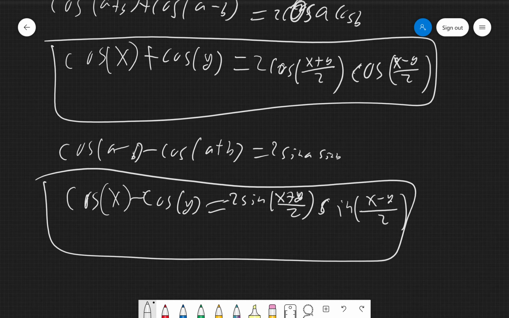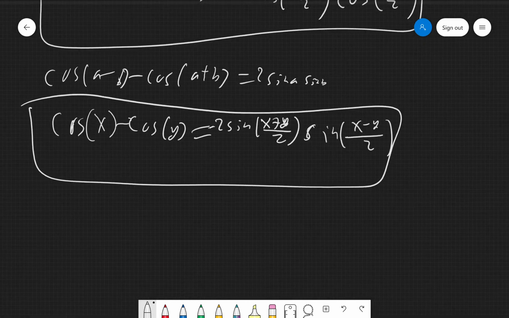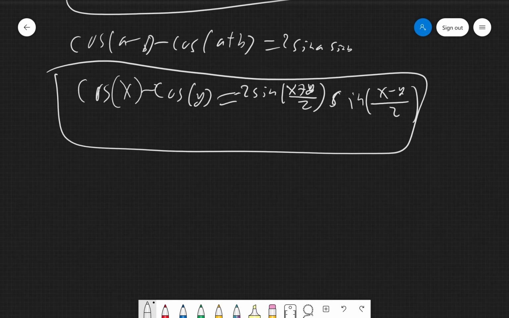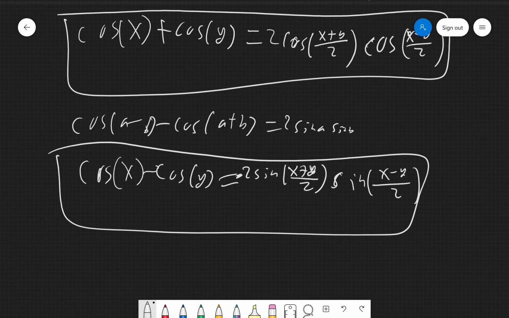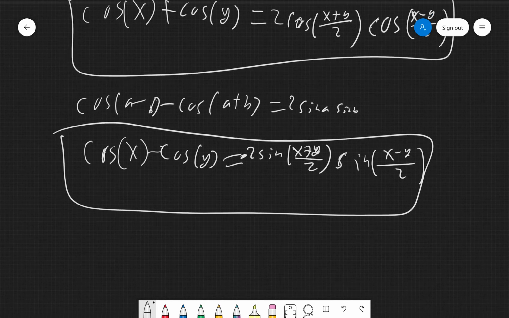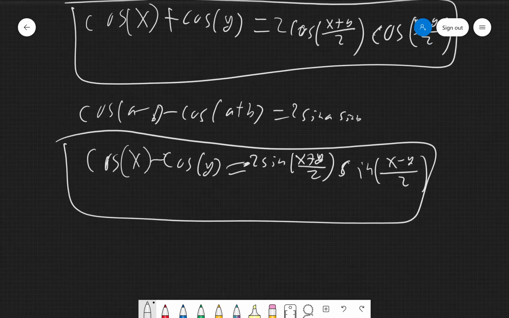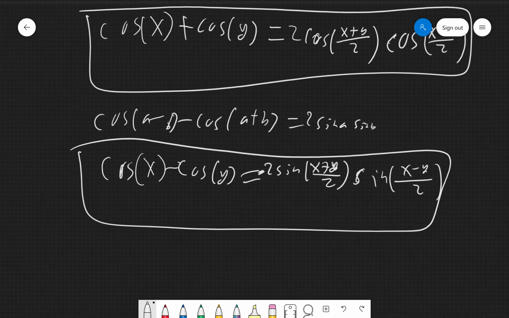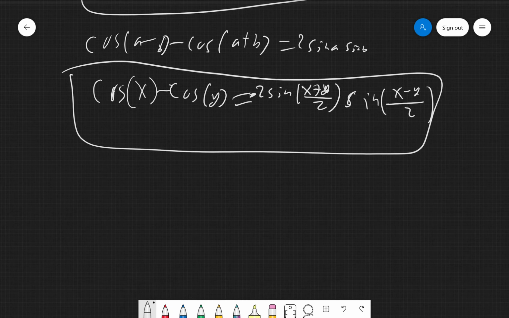Okay, cosine of x plus cosine of y. Did I get that right? So let me. Yeah, I think that's right. So then cosine of x minus cosine of y is equal to -2 times the sine of x plus y over 2, sine of x minus y over 2. Cool beans. Now what we're going to do is sine instead. So now sine of x plus sine of y. What am I doing?